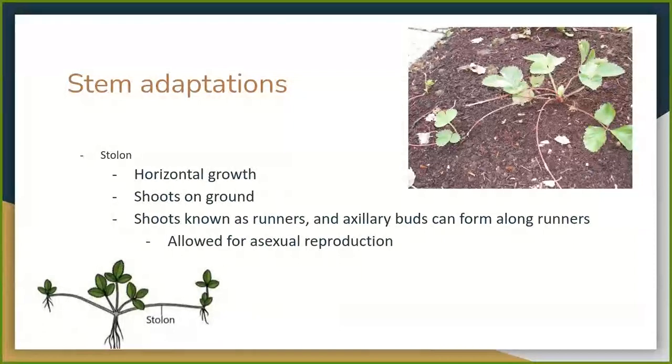And on the bottom, you can see a different angle of the diagram. So what's different between stolon and rhizome is that where the stem is growing, this one's above ground, the other one was underground. And you can see that it's still responsible for connecting the roots and the leaves.